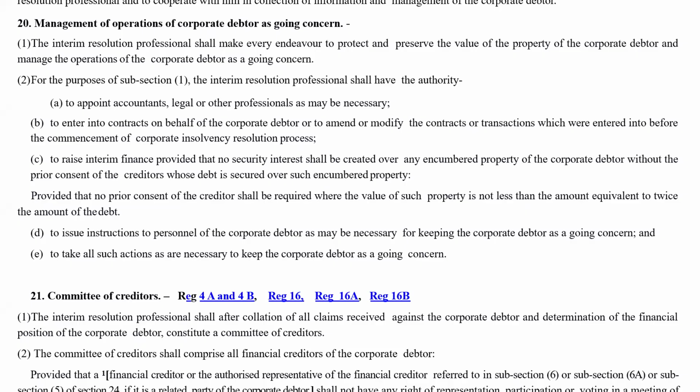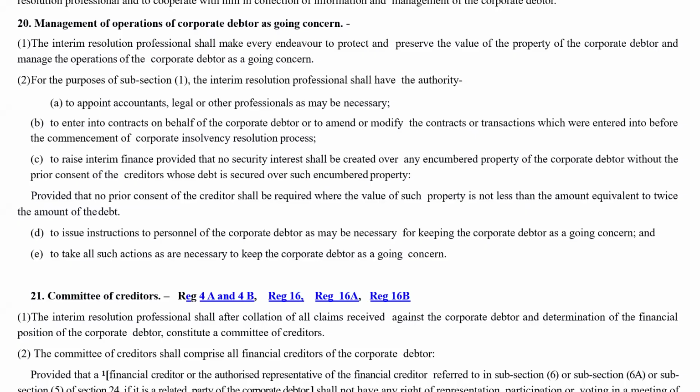To enter into contracts on behalf of the corporate debtor or to amend or modify the contracts or transactions which were entered into before the commencement of the CIRP. Sometimes what the CD does, CD enters into contracts which are unfavorable to the company. The directors enter into some contracts which are unfavorable to the company. They may, say, enter into a lease agreement with exorbitant amounts, right, which are not commensurate with the market rates. So in such a situation, the IRP may modify or amend the contracts, right?